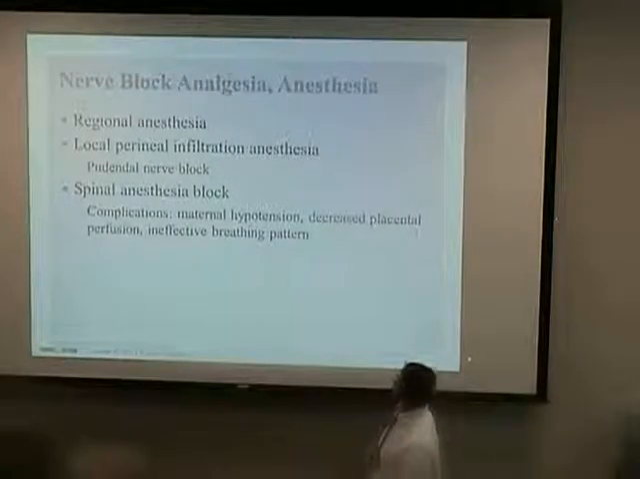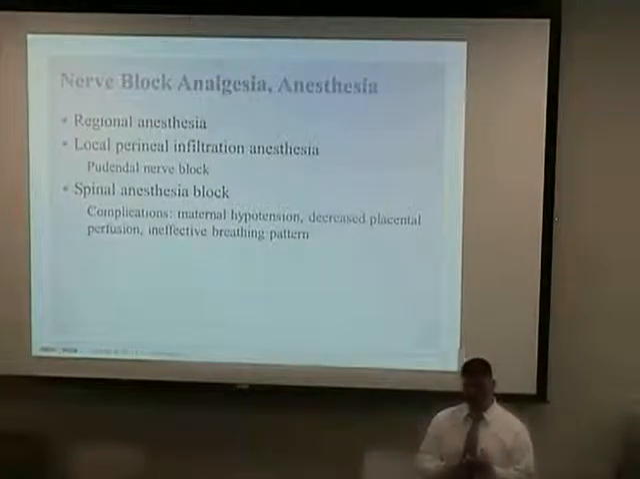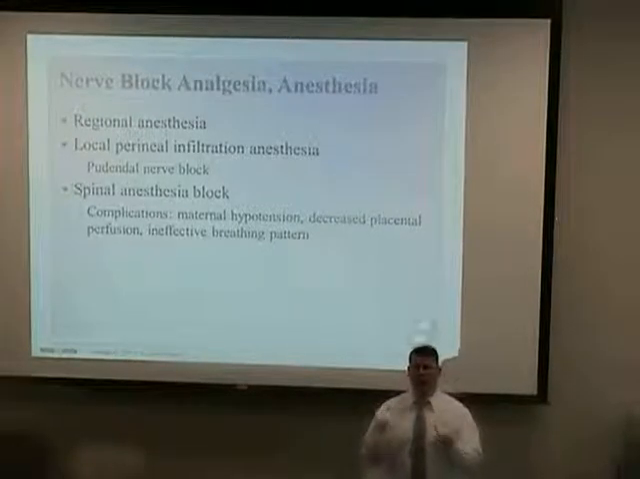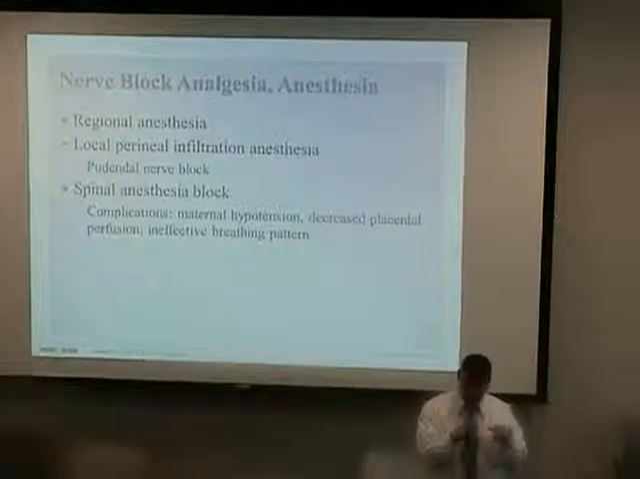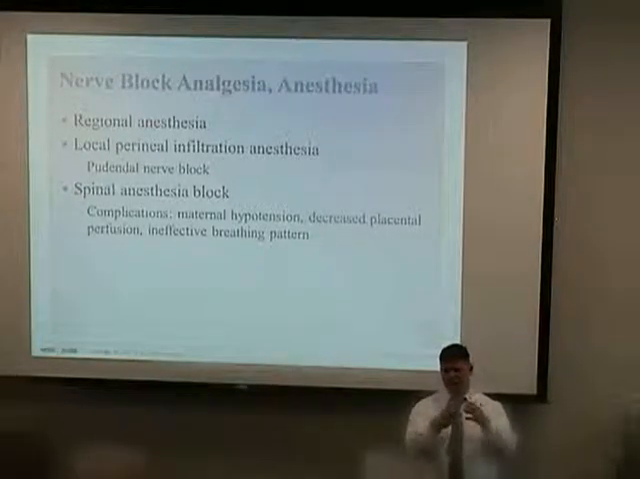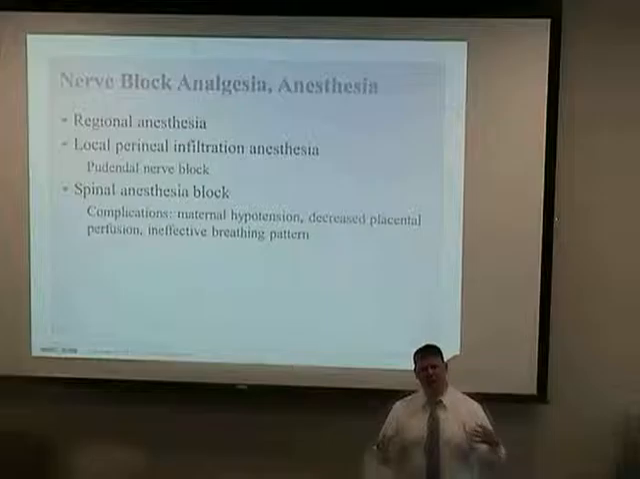Then there are nerve block anesthetics, and these are your spinals, your epidurals, that kind of thing. They're placed into the space around the spinal column. They're not placed in the spinal column. They're placed around it. If you remember your basic anatomy, there's the dura, and then there's the epidural space around the spine.